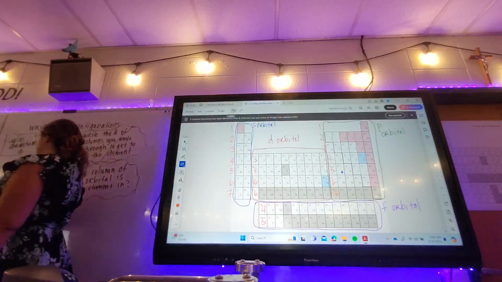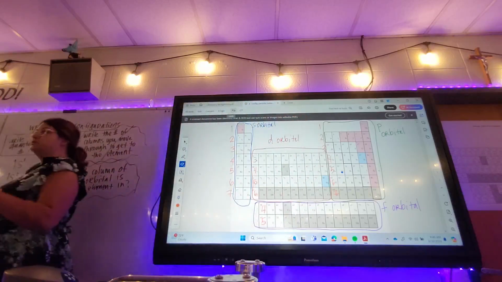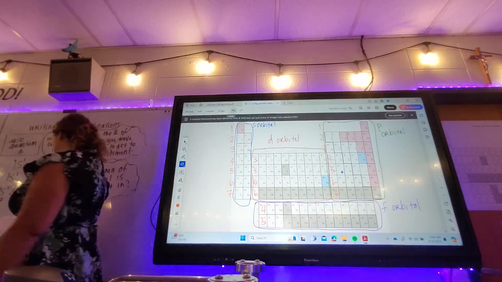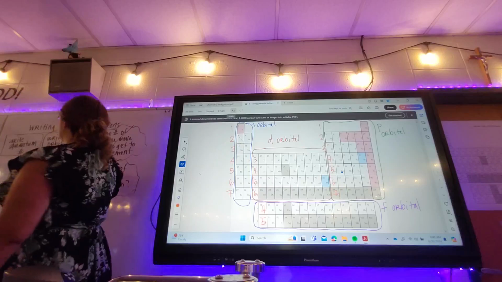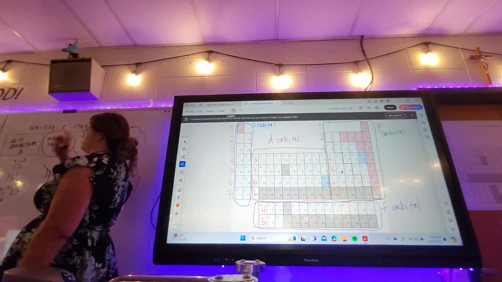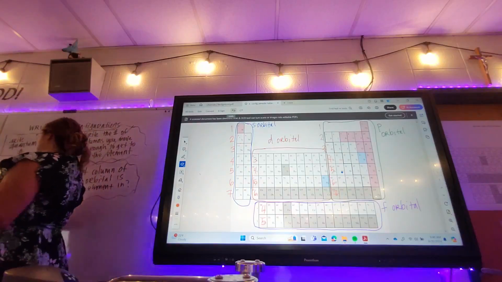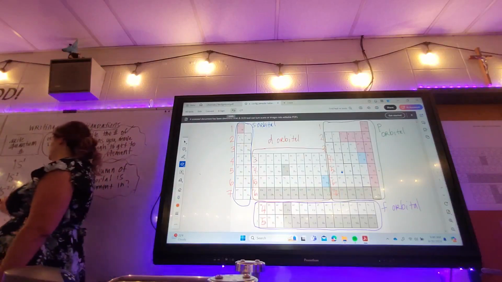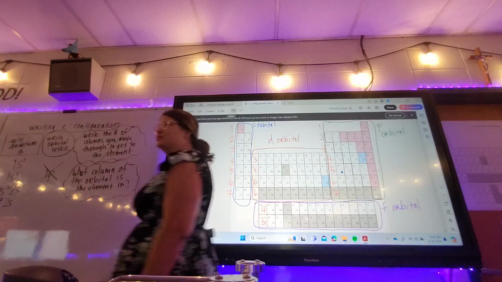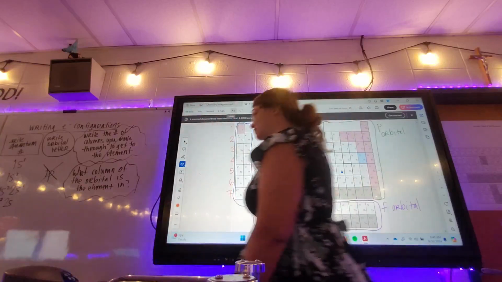So the 1s2 is full. If it's full, we just copy it down. But now, what about beryllium? So let's follow the instructions. It says to write the quantum number. That would be 2 still. Its orbital is s. What column is beryllium in? It is 2.